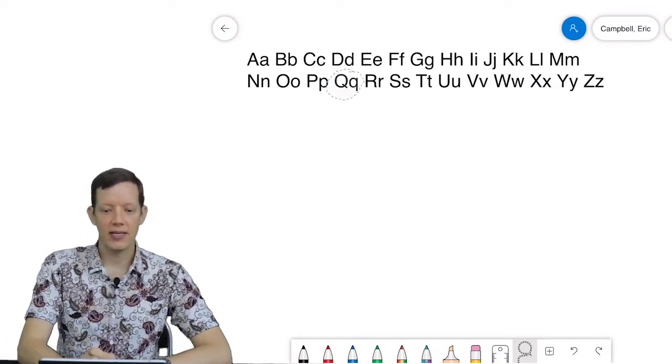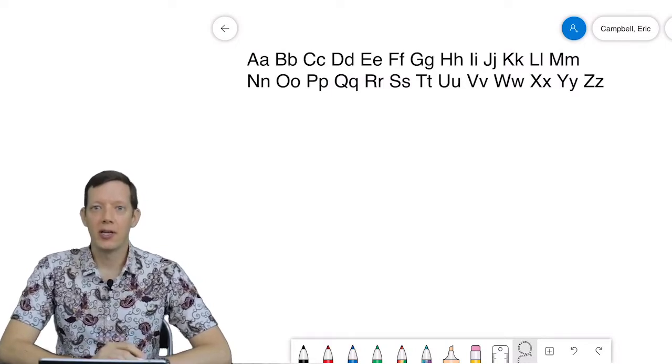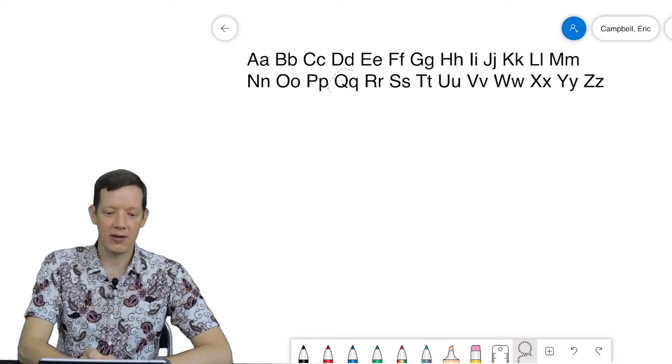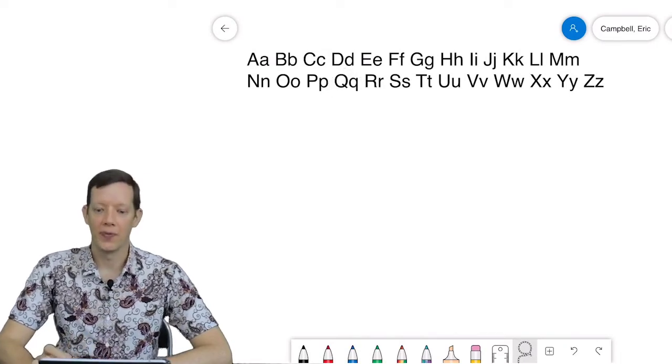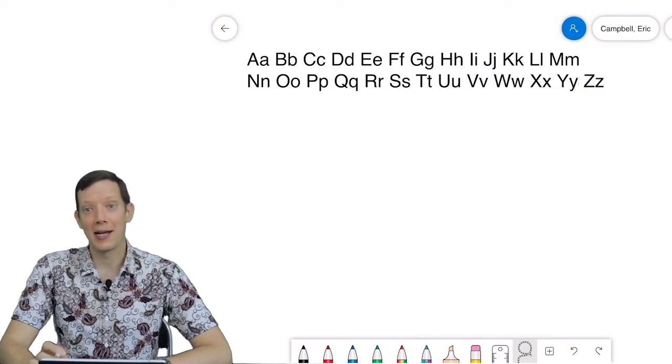All right, we've got 2 more that tend to be a little bit tricky. This letter is the letter Q. Here in Indonesia, you pronounce it Ki, but in English, we want to make sure we pronounce this correctly. It's the letter Q.